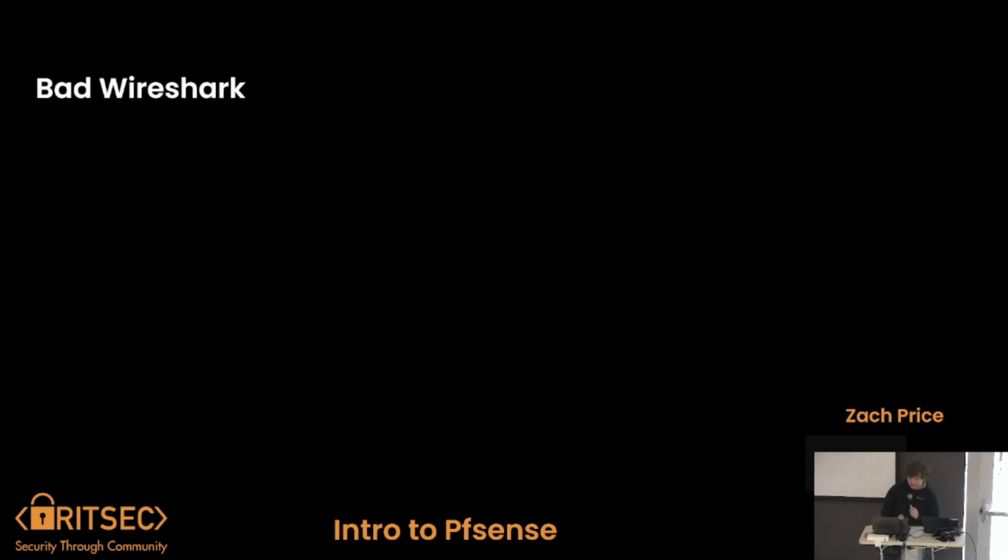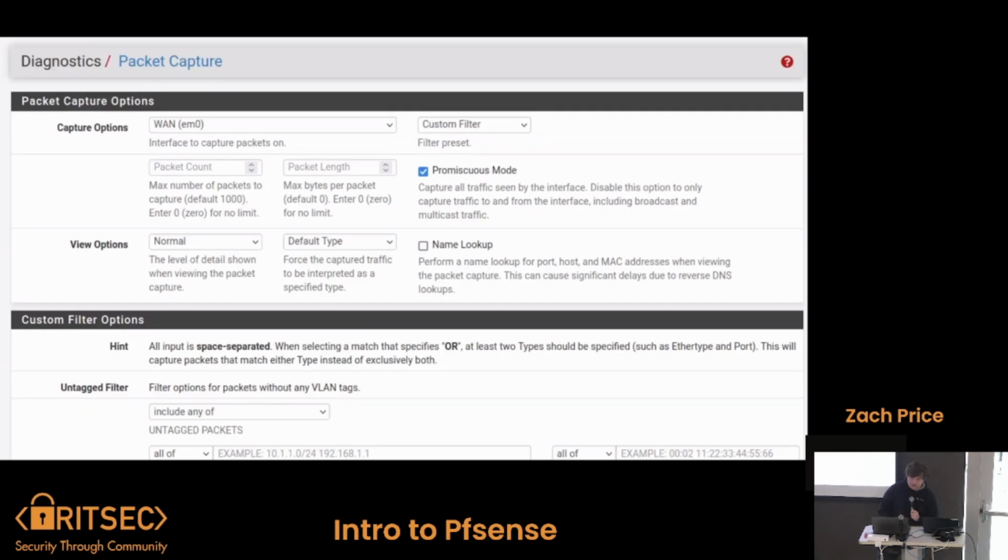And then finally, we have what I like to call bad Wireshark. So Wireshark is just a way to see the network traffic on one of your interfaces on your boxes. This is very similar to that. It's just a packet capture. You can configure what interface you wanted it on, filters, things like that.